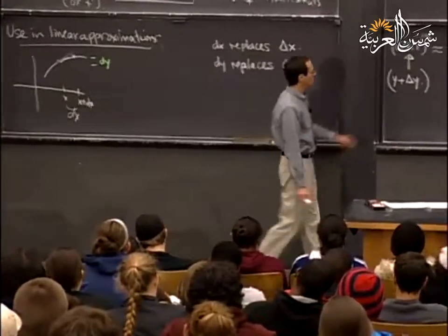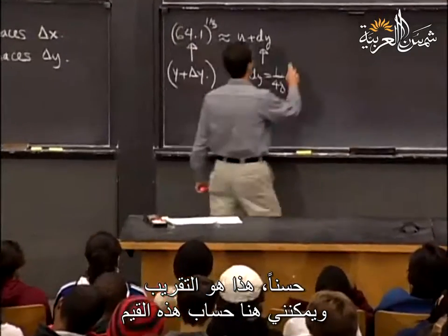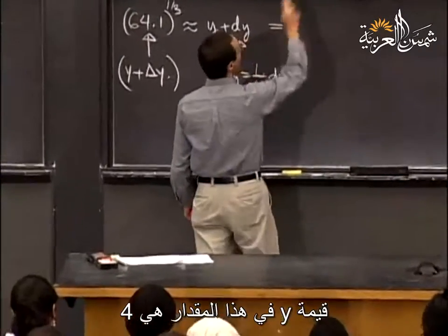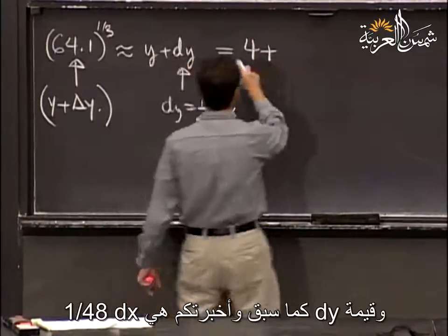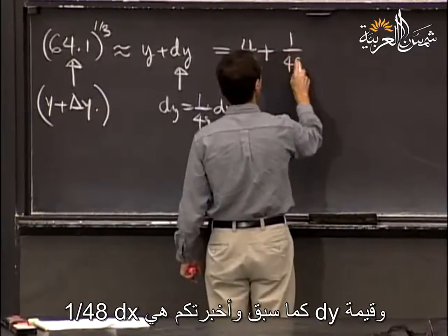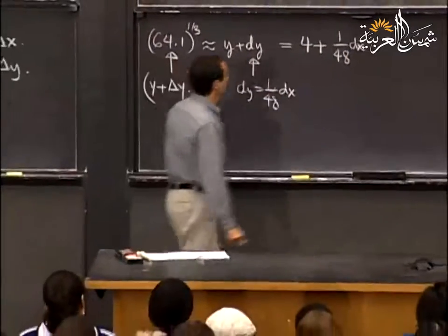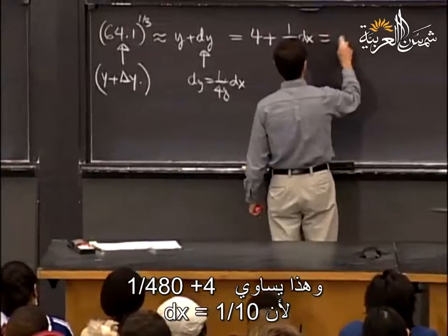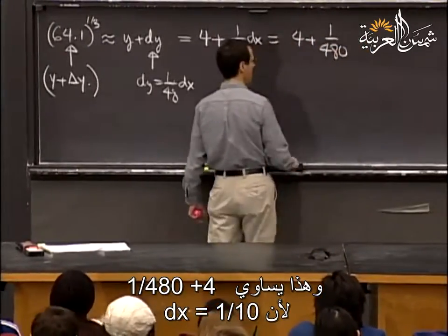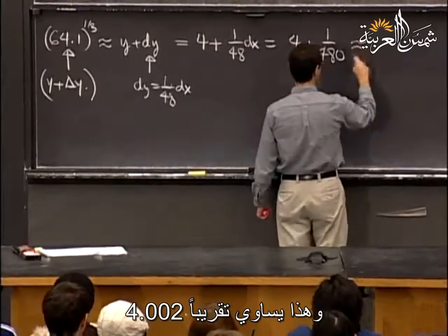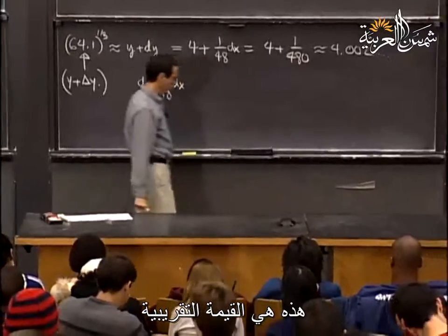All right, so this is the approximation, and now I can just calculate these numbers here. y at this value is 4, and dy, as I said, is 1/48 dx. And that turns out to be 4 plus 1/480, because dx is a tenth. So that's approximately 4.002. And that's our approximation.